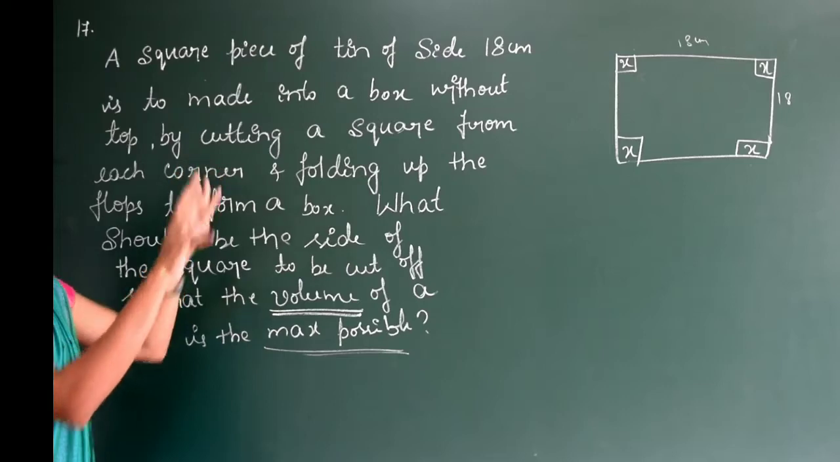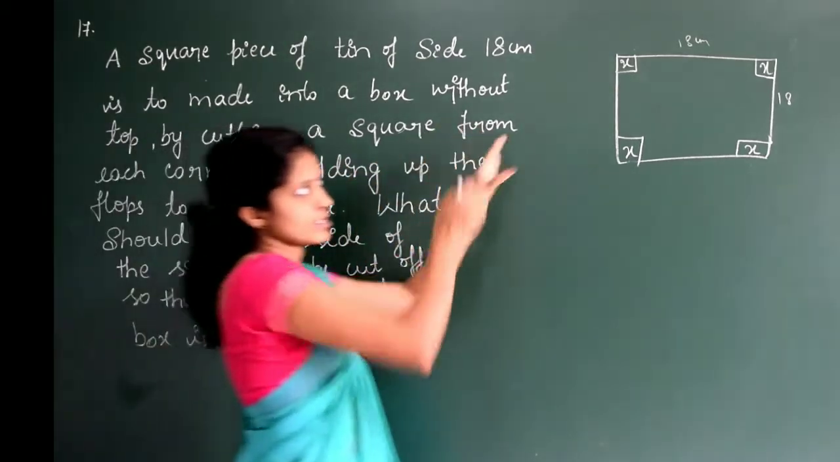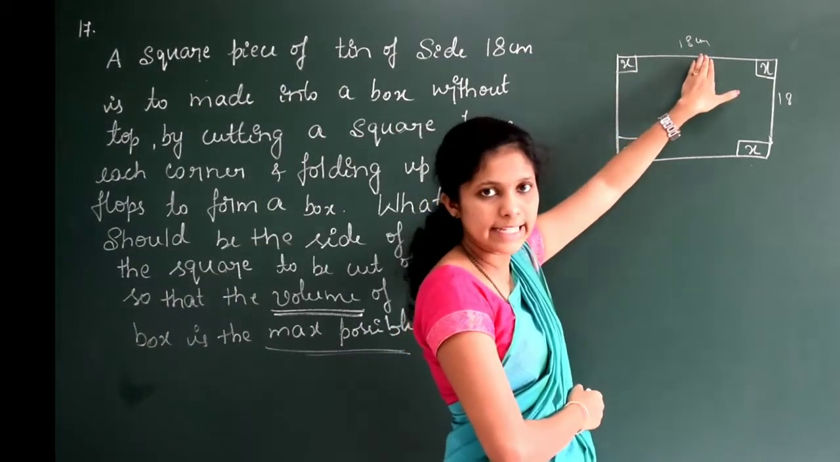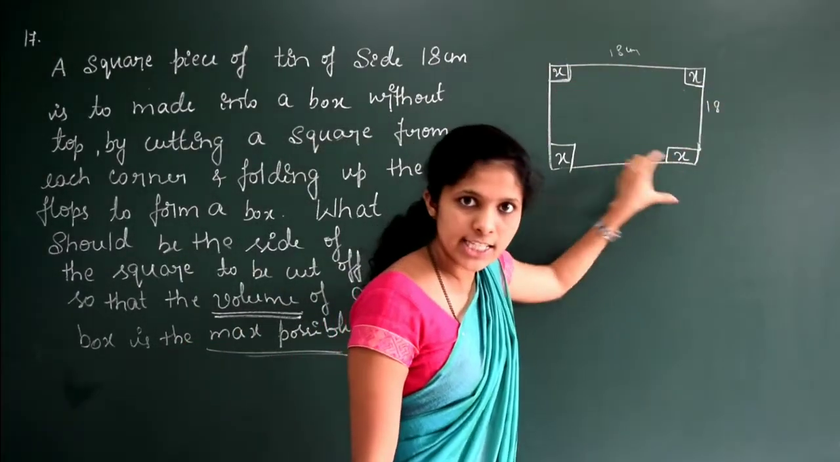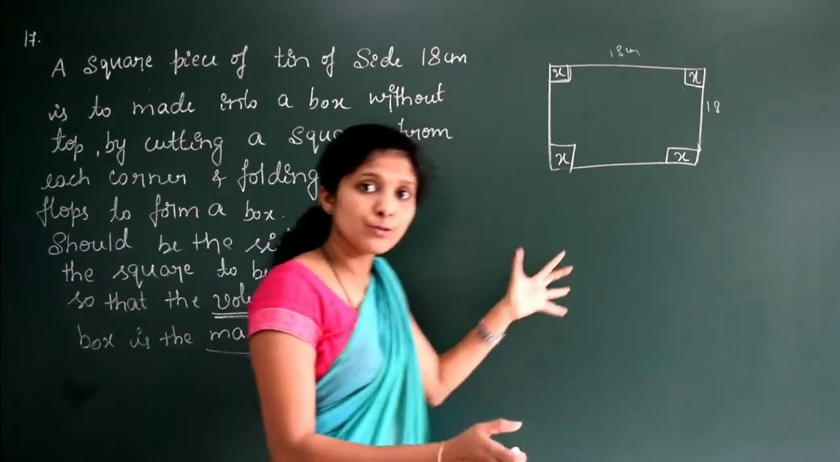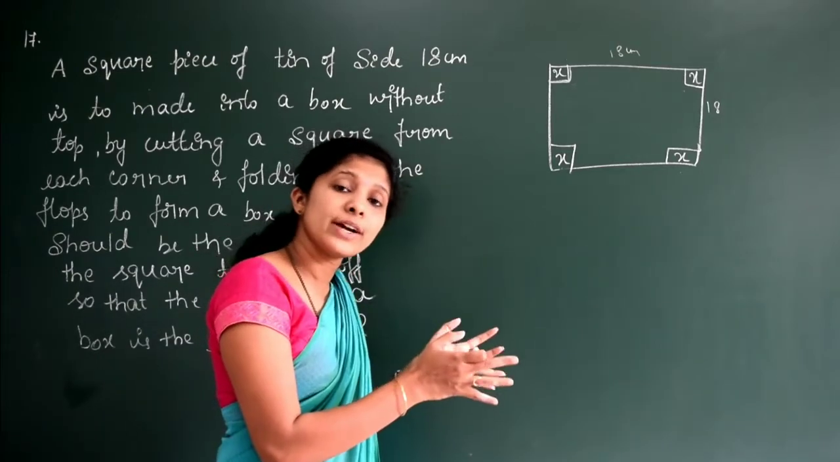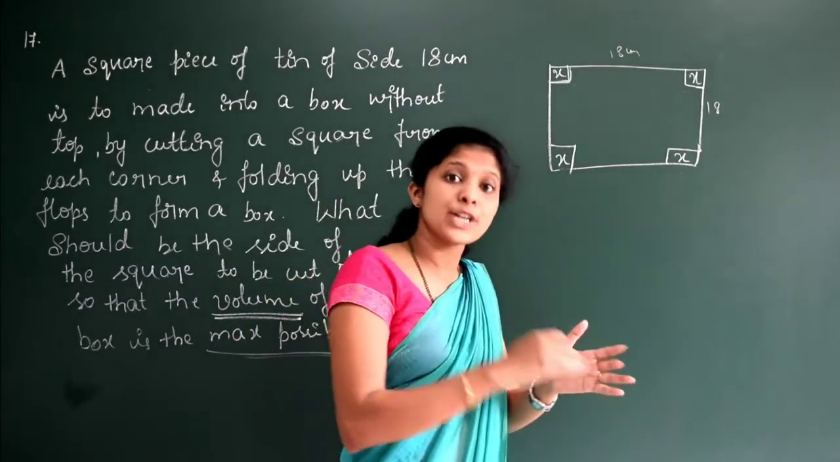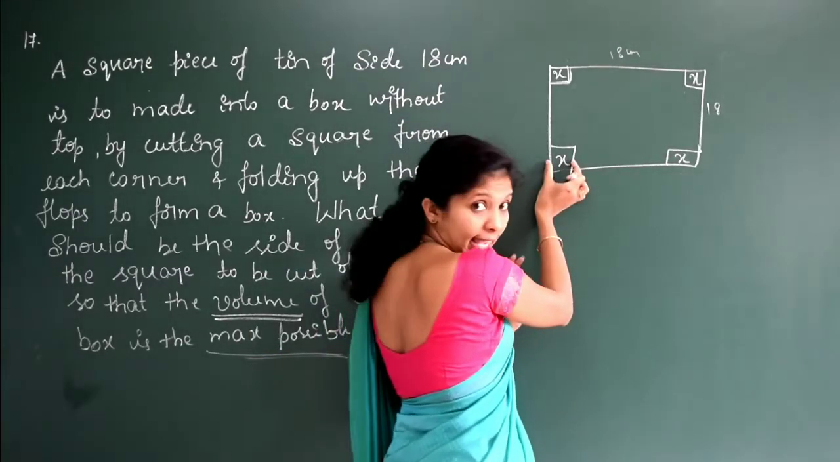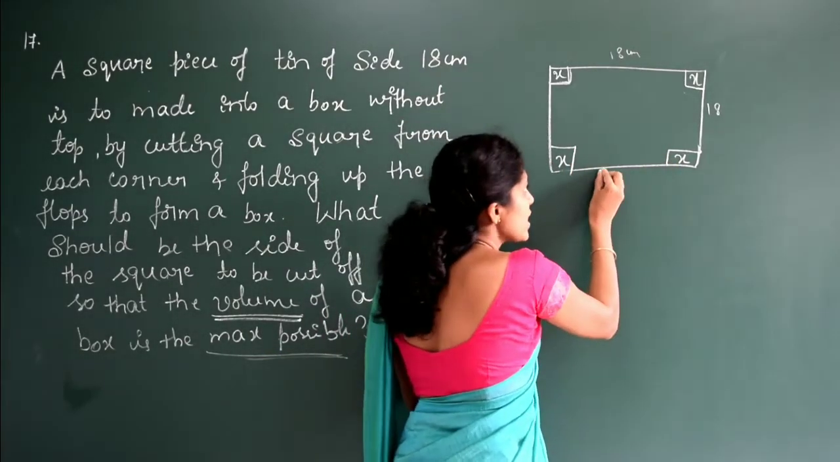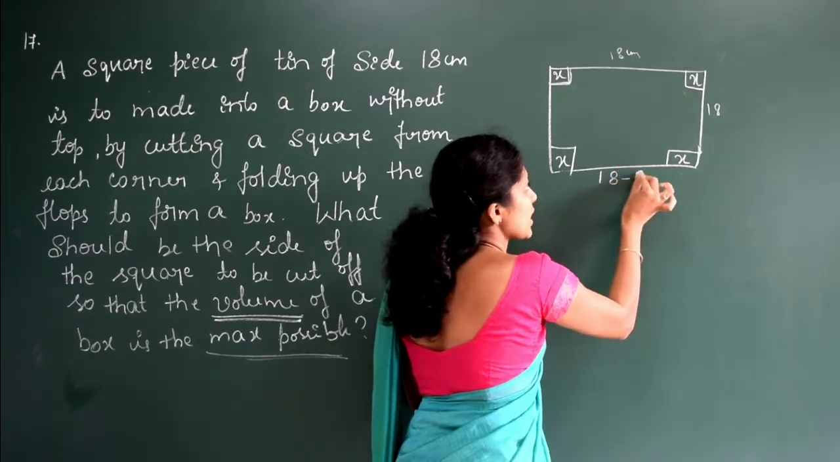Is it clear? One square is given, each side having a length of 18 cm. We have cut x centimeter from each corner. Now you have to form a box, then find the volume of the box, which should be a maximum volume. Now see, here we have cut x centimeter from both the sides, so this will now be 18 minus 2x.